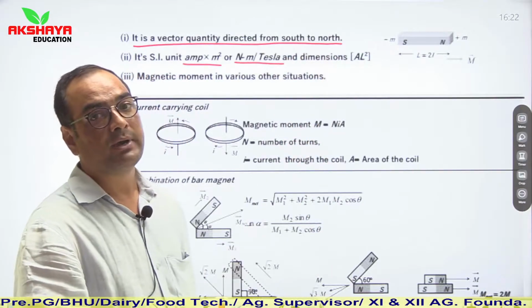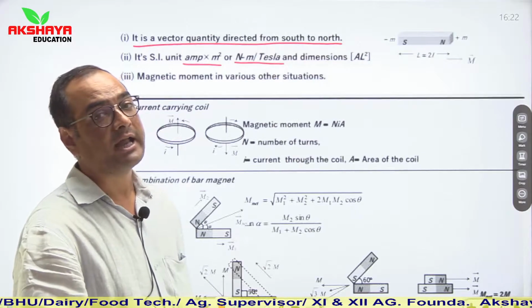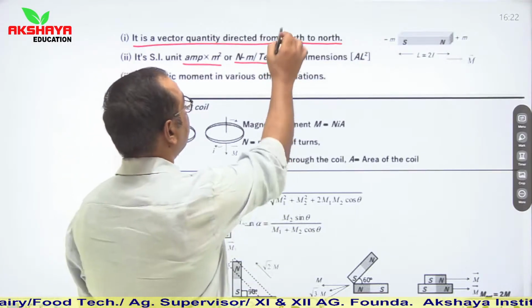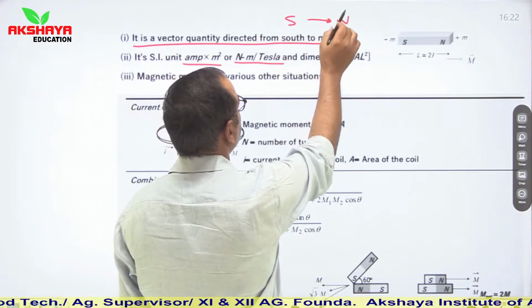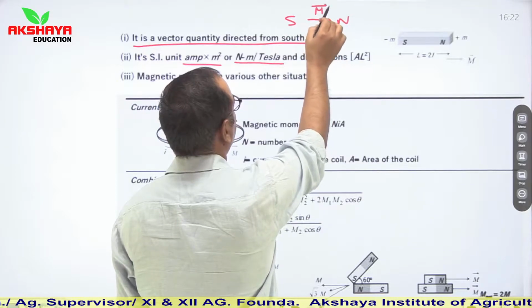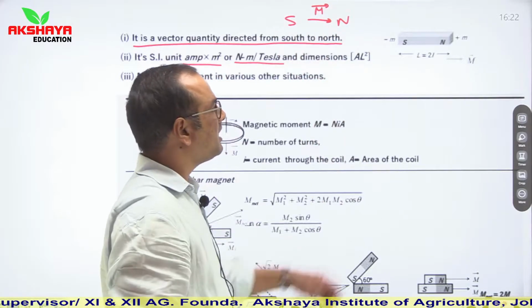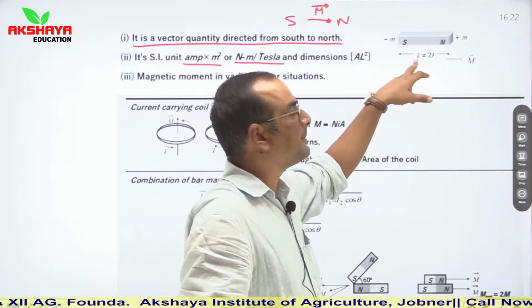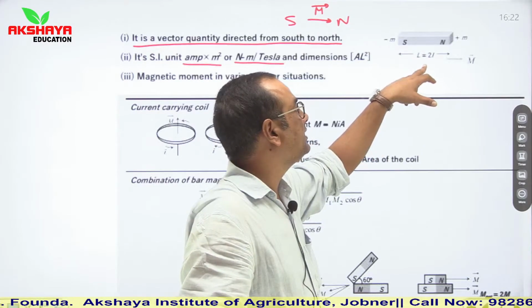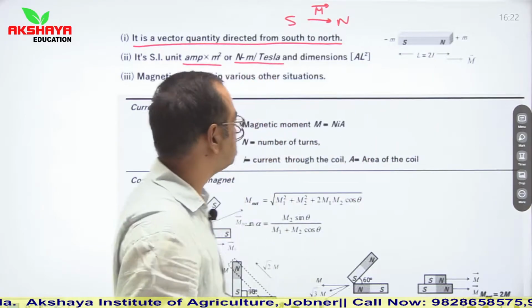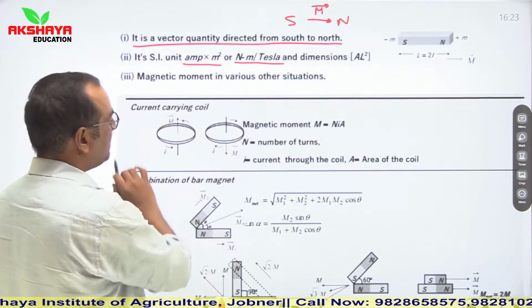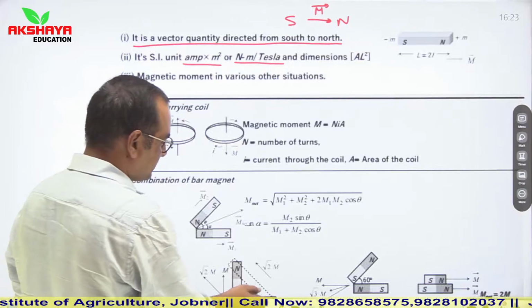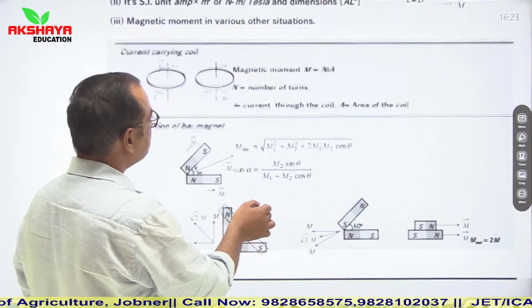If we talk about its direction, then it is directed from south to north pole. So magnetic dipole moment directs from south to north. This is the direction of magnetic moment. This is the general representation. This L is generally 2L, capital L, which is the effective length. It is the separation between the poles. Magnetic moments in various situations. So let us discuss magnetic moments in these various situations.